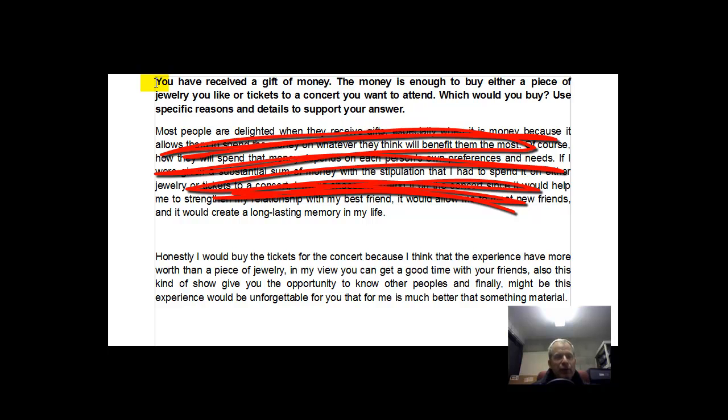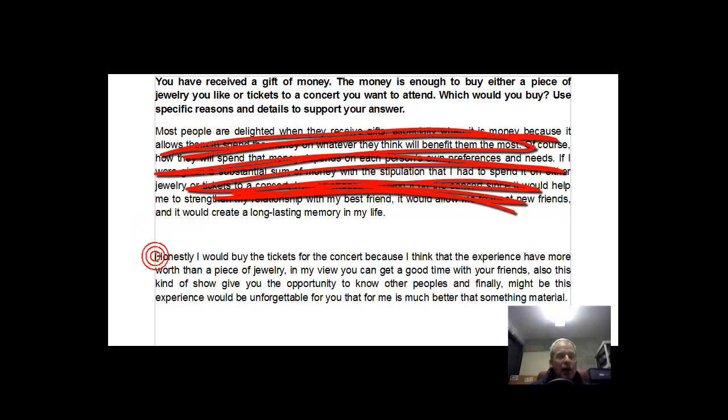So the question is, you've received a gift of money. The money is enough to buy either a piece of jewelry you like or tickets to a concert you want to attend. Which would you buy? Use specific reasons and details to support your answer.